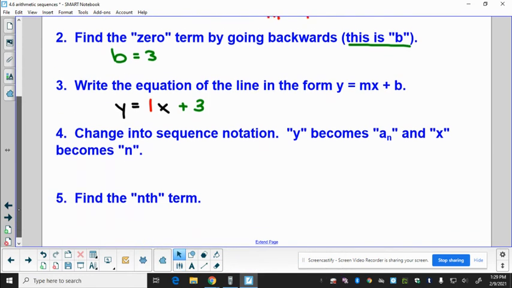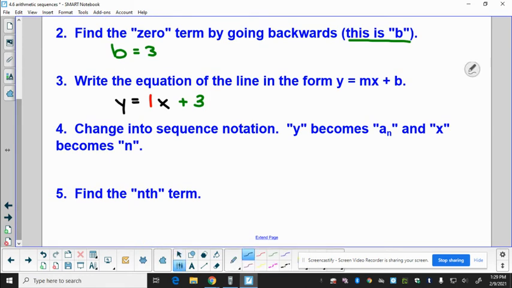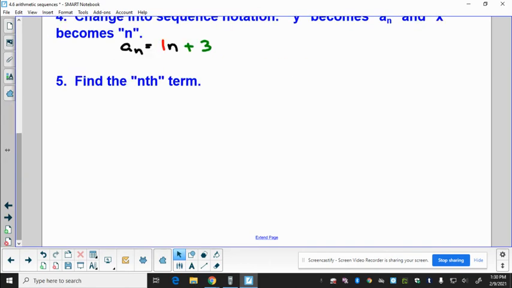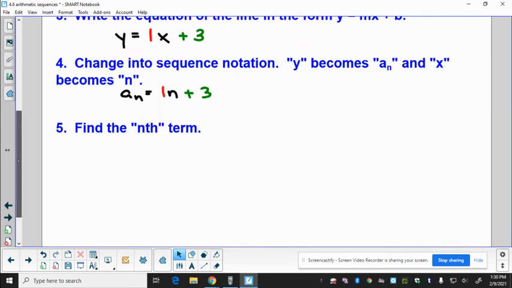Switch it into sequence notation. So now it's going to be a sub n equals m, don't use an x anymore, use an n. Just technical here. Plus b. But it's essentially the same thing, isn't it? Find the nth term. So what term did we want to find again?